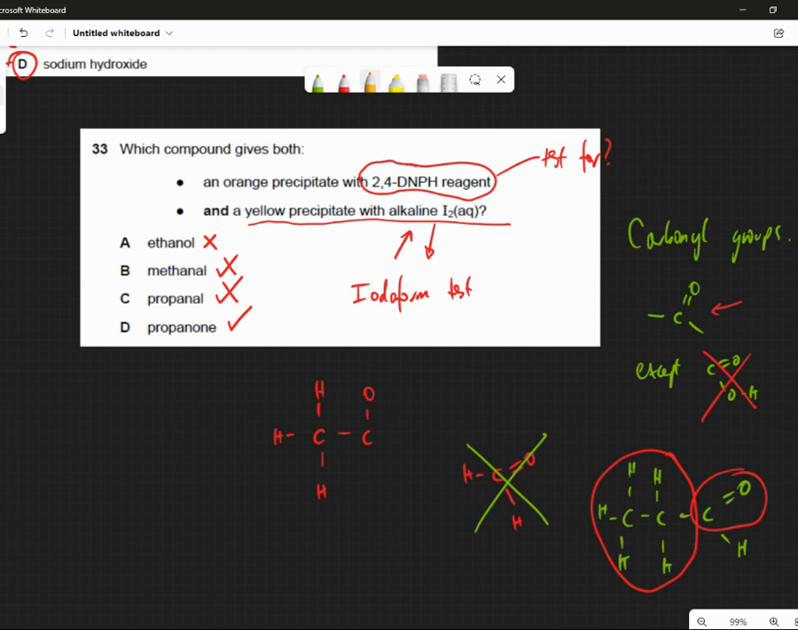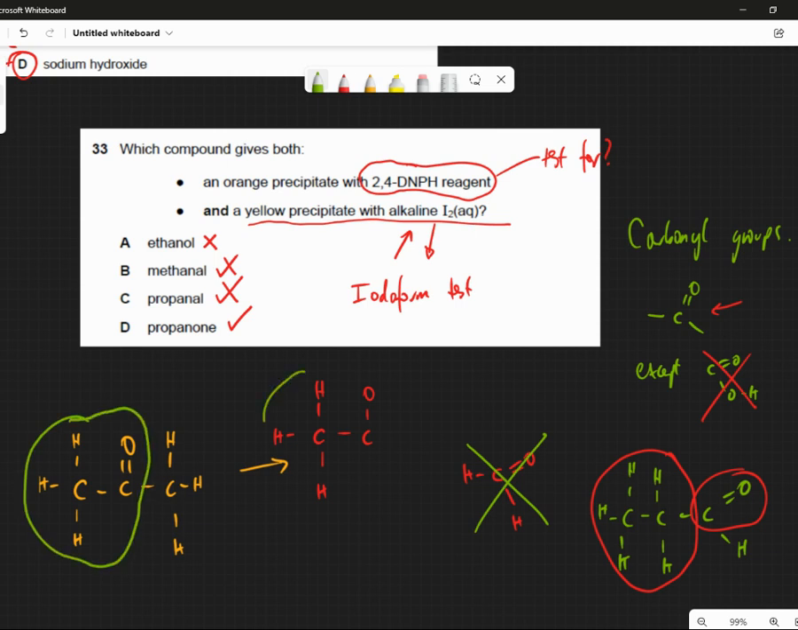What about propanone? Let's have a look at propanone. This is propanone. Does this have this group? Yes, it does. Let's draw it. There's the methyl and there's the CO. It's the same as this group, even though there's a double bond there, but that doesn't matter. So the answer there is propanone.